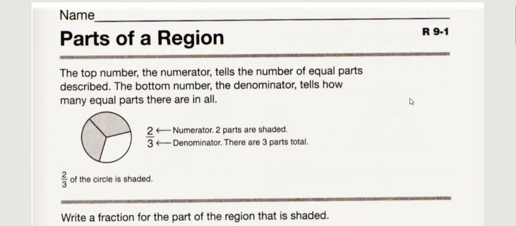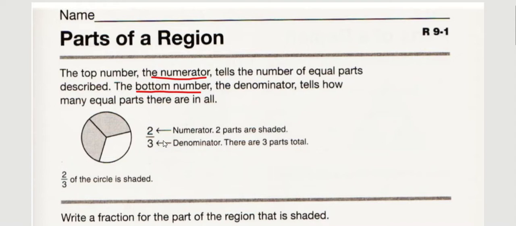Actually, in yesterday's lesson, we learned some new things about fractions. We learned that the top number in a fraction, which is called the numerator, tells the number of equal parts described. And the bottom number, the denominator, tells how many equal parts there are in all.